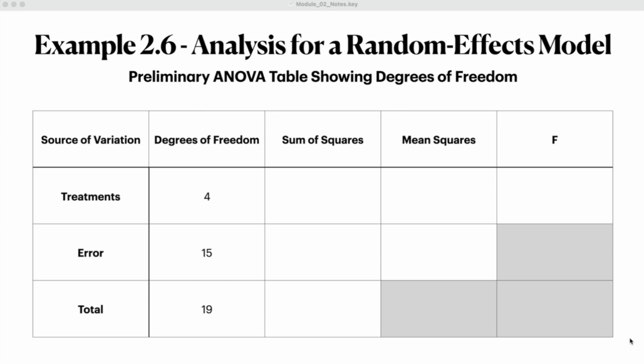Now, based on the table of raw data and the summary statistics, we saw that there was equal replication. There are 5 vats, so there are 4 degrees of freedom associated with treatments, or associated with vats. From each vat, 4 samples were selected, and so we have 20 observations total. So we have 19 total degrees of freedom. And then we have 19 minus 4, or 15, error degrees of freedom in the ANOVA table.